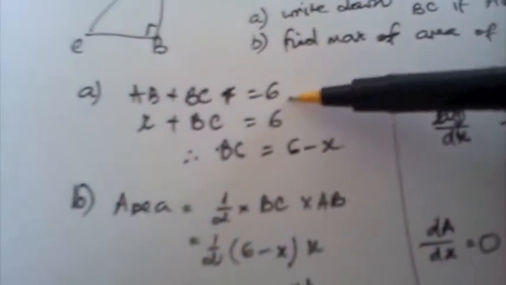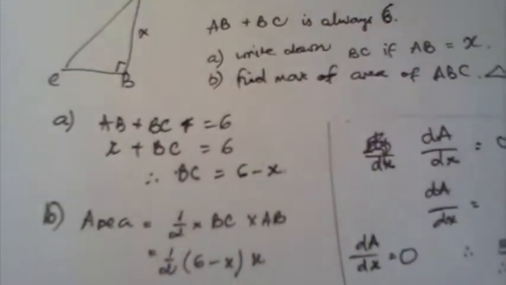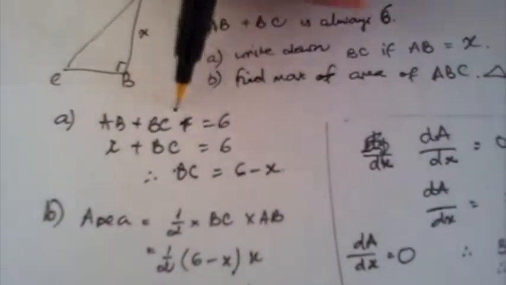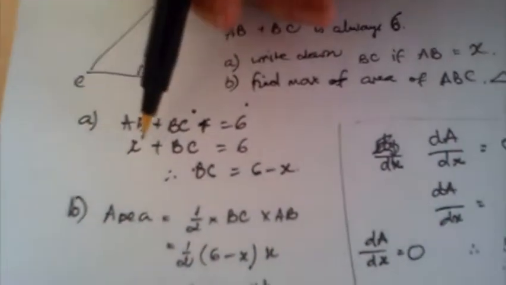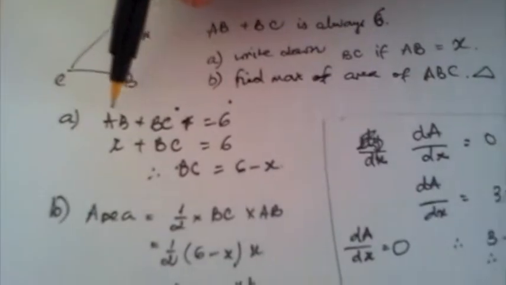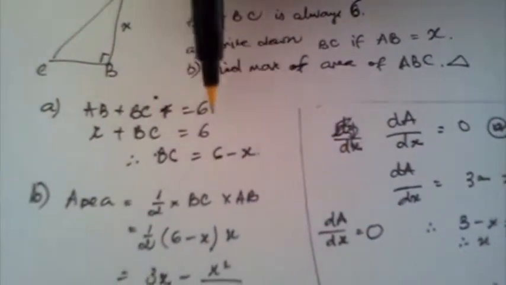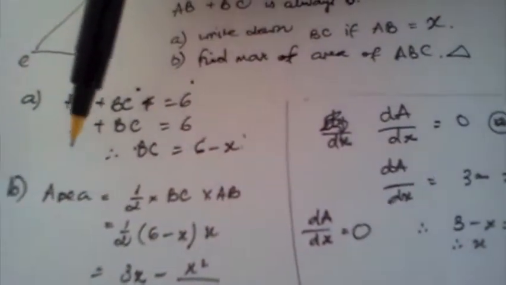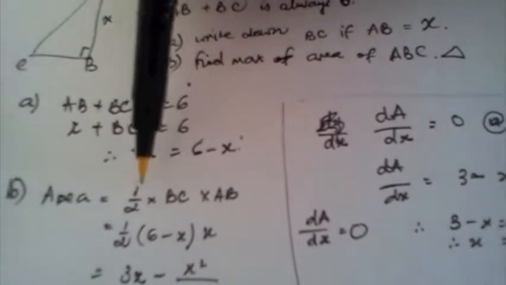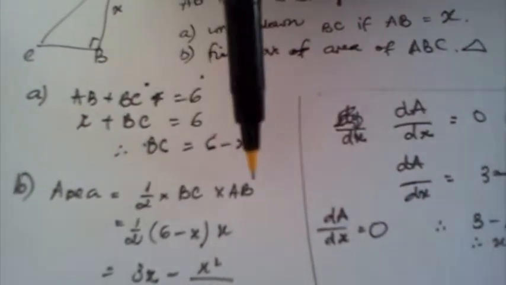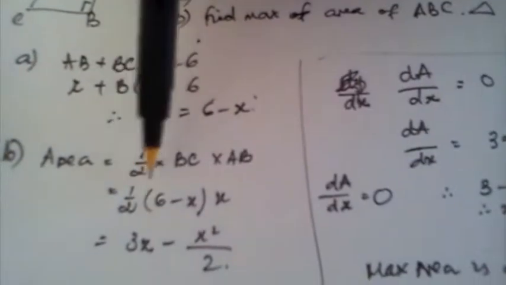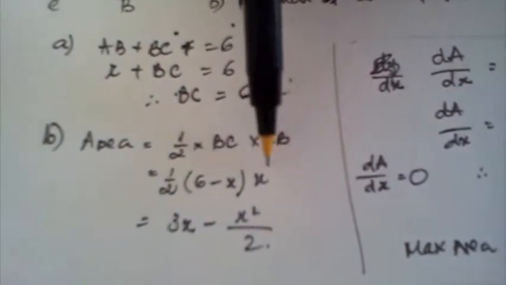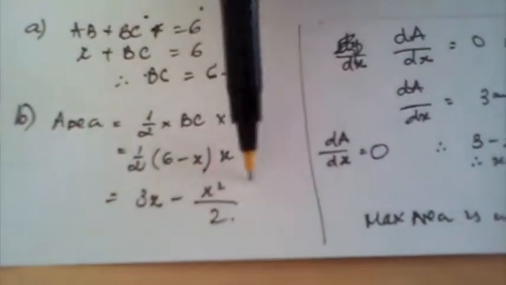So here's how you do it. Quite simple. Since you know that AB plus BC equals 6 and AB is x, you sub x into AB. So x plus BC equals 6. Therefore, BC equals 6 minus x. The formula to find the area of a triangle is a half times BC times AB. Therefore, a half times 6 minus x times x. And you get this formula down here.